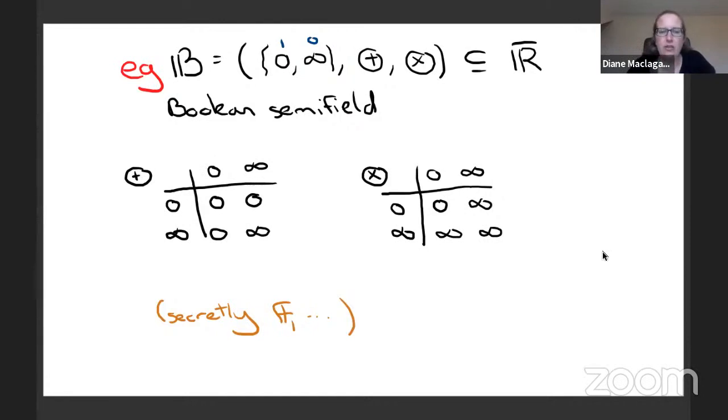Those are my two favorite examples of semi-rings that we're going to be discussing. So maybe this is another good point to pause, if there are any other questions about that.